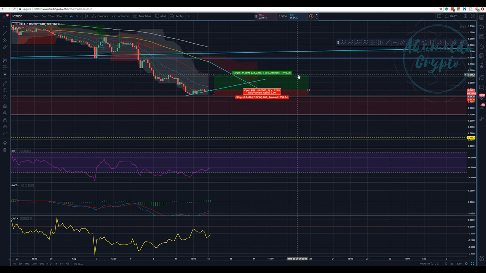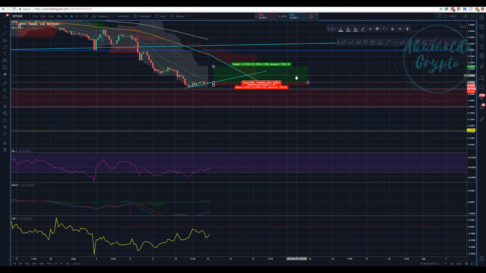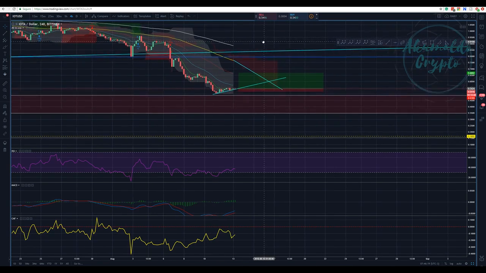This is 22% of profit, a risk of 3. I don't like to trade with a risk of 3. I would put a tighter stop loss, for instance. But it's up to you actually. You definitely can trade using this kind of strategy here.